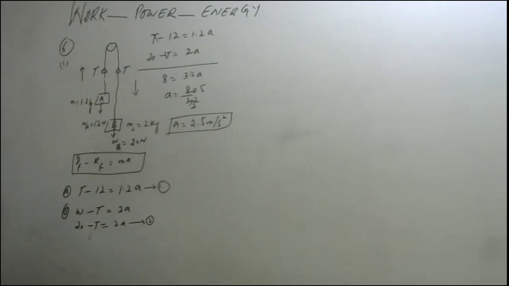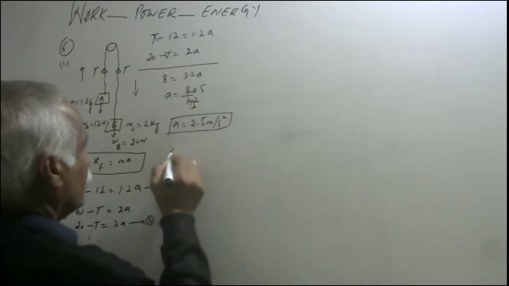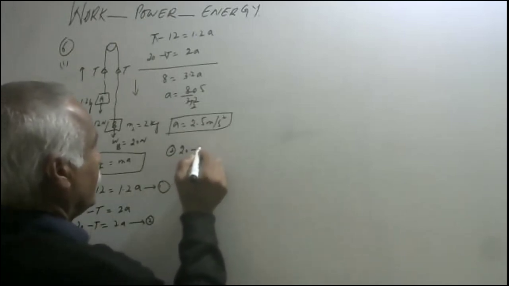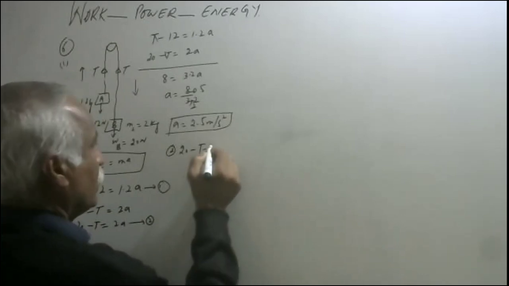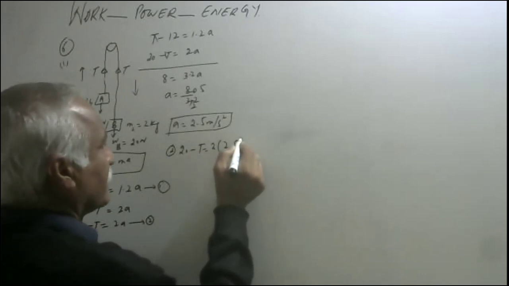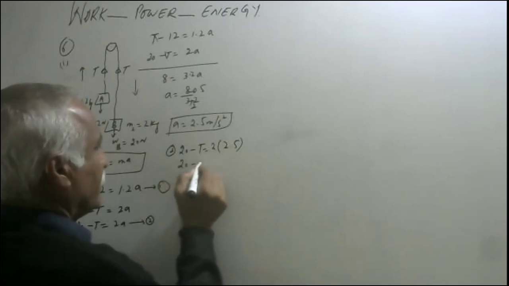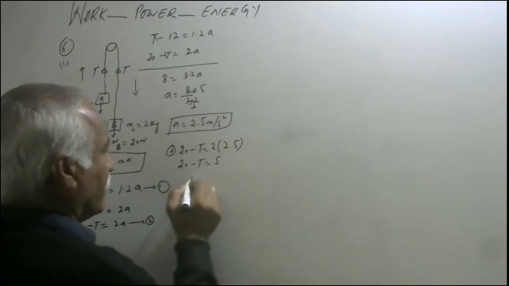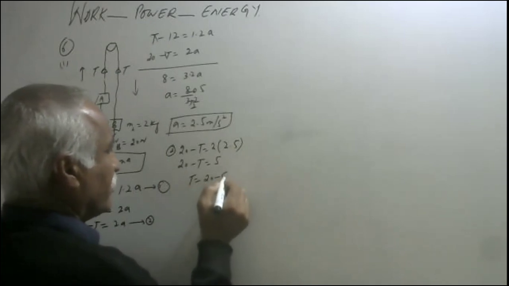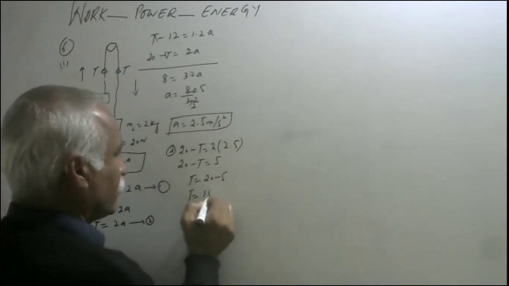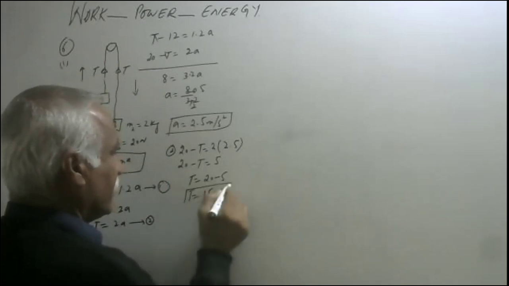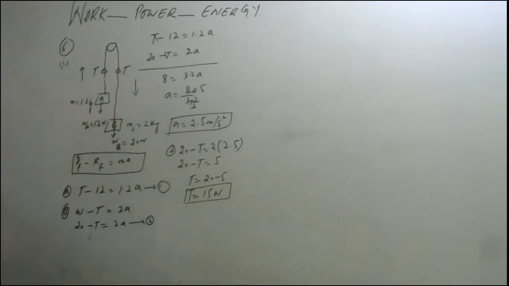Then they are asking to find the tension in the string. We can use any one of these equations, either one or two. If we use equation 2, 20 minus tension is equal to 2 into the acceleration we have calculated as 2.5. So 20 minus T is equal to 5. Our tension is equal to 20 minus 5. Our tension is equal to 15 Newton, the answer for the tension of the string in this part of the calculation.